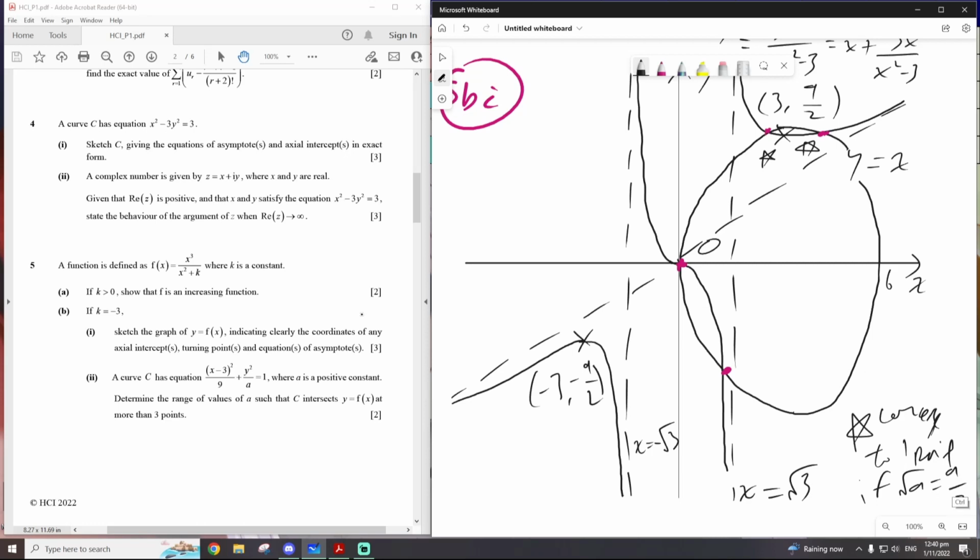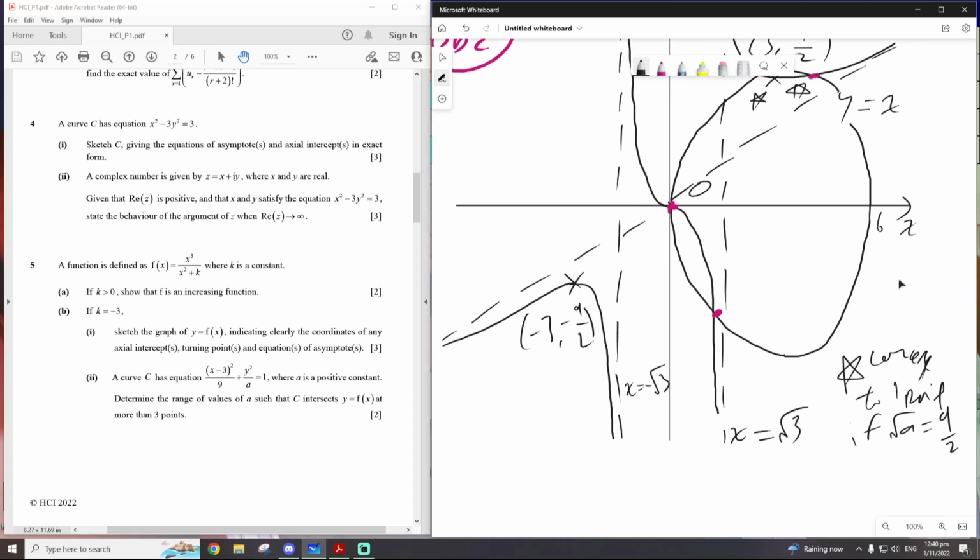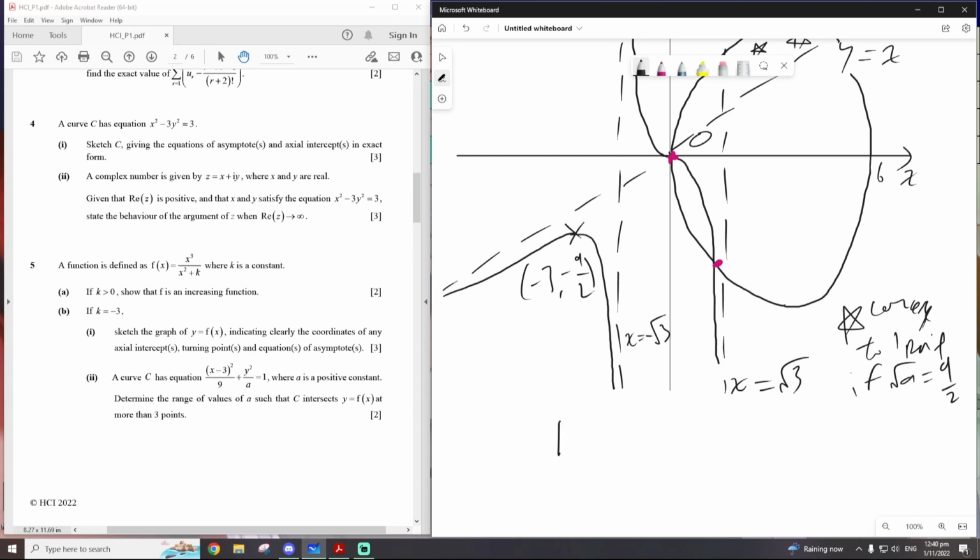But we want more than 3 points, right? So clearly, for 4 points, we see from our graph sketch that square root a has to be greater than 9/2, and therefore a has to be greater than 81/4.